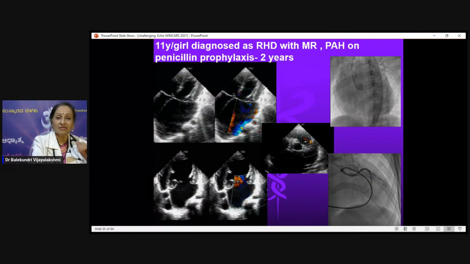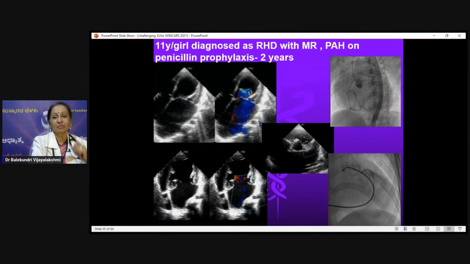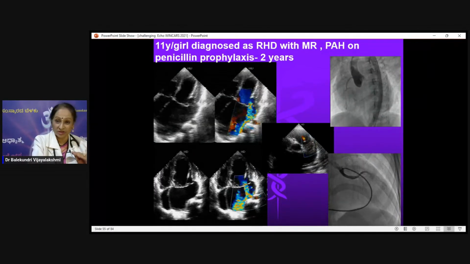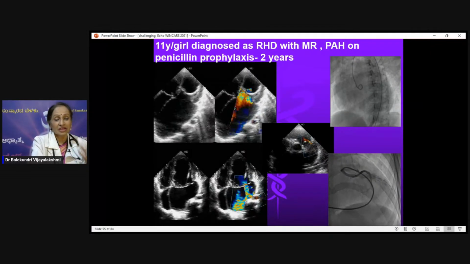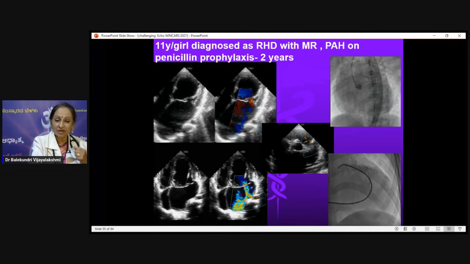So this is an 11-year-old girl diagnosed as rheumatic heart disease because she had a mitral regurgitation, put on penicillin prophylaxis for almost 2 years. And then when she was referred to me, I was surprised why, at the age of 11 years, she had developed such a severe pulmonary artery hypertension.